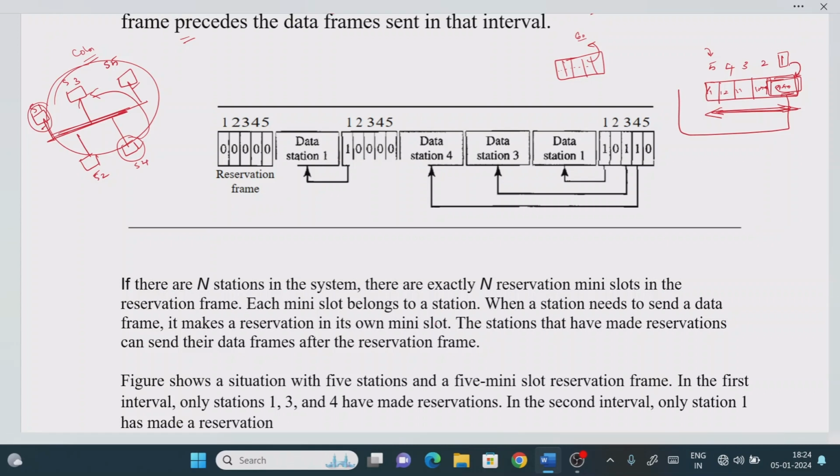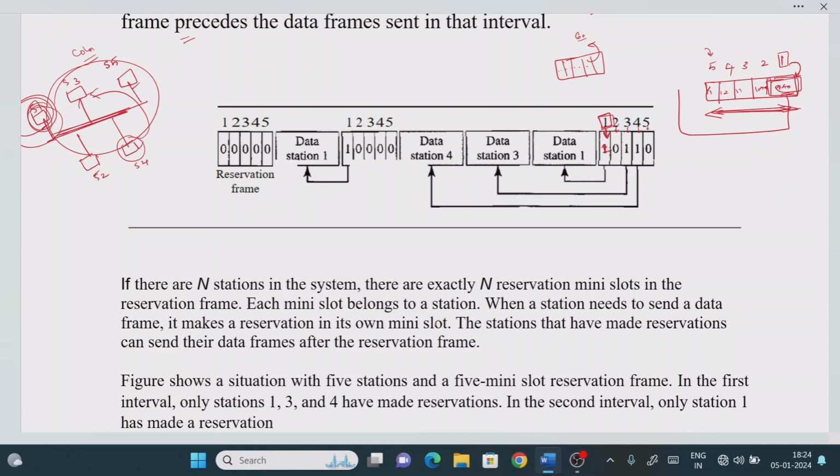It means that for each station we have a time slot, right? Now suppose, for example, that station 1, this one, has a frame to send to some other station. Now it is required, right? So for that, what it is going to do is make the reservation in the time slot. 1 means it is activating the time slot, it is using the particular time slot. 0 means it is not going to utilize the particular time slot.